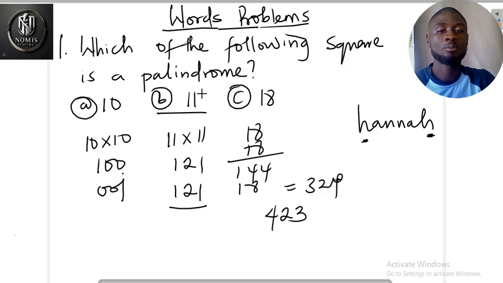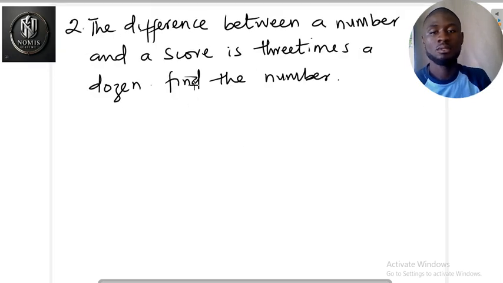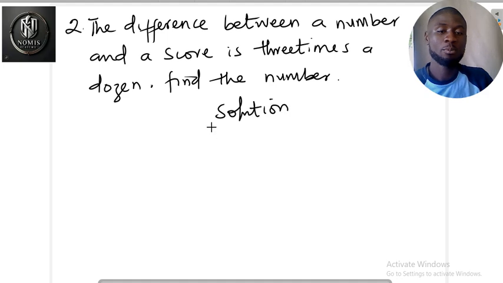Let's take another word problem. This word problem says the difference between a number and a score is 3 times a dozen. Find the number. You can see that you are not even seeing a figure here, but there are words that are representing numbers. So you need to interpret those words to know what number we are talking about.